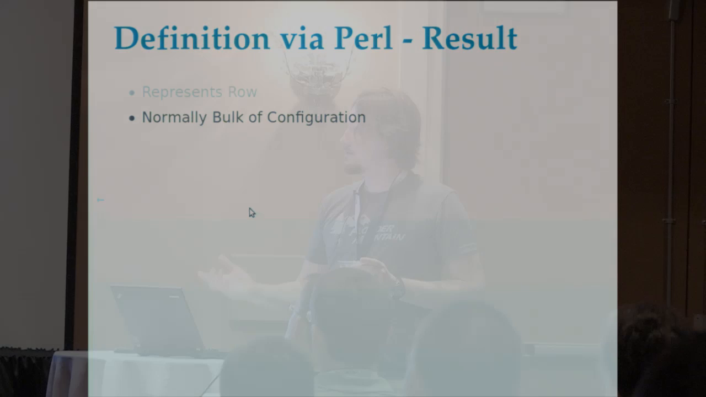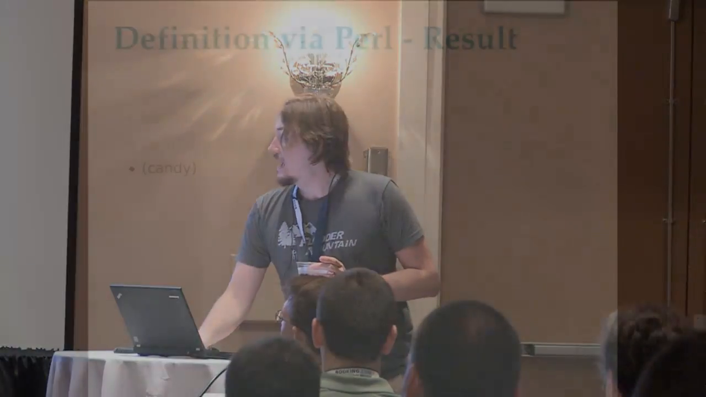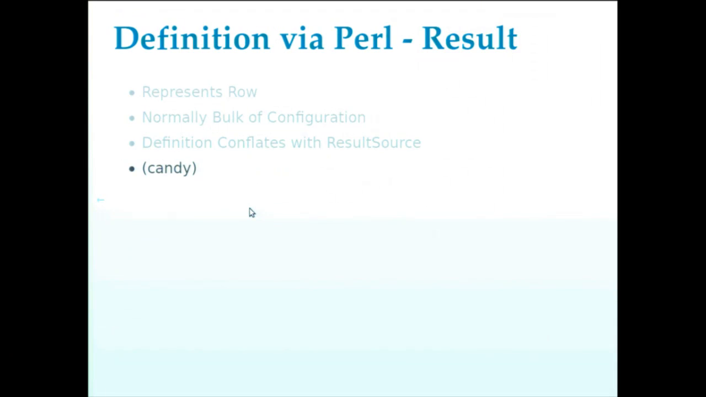Okay, so for the result, again, it represents a row. This is where most of the configuration for your schema is going to be. I'll explain that more later. And then I'm going to use Candy. Some people think it's really important. I don't, but I wrote it. But it really helps for these slides because it makes them shorter. And if you've used DBIC before, you will notice.